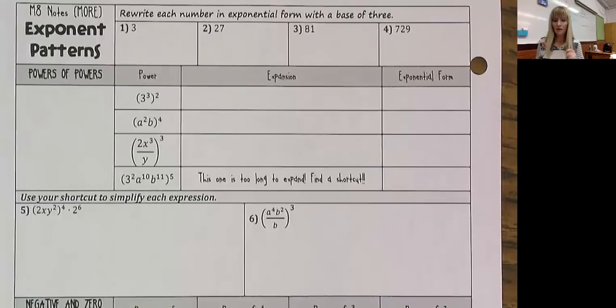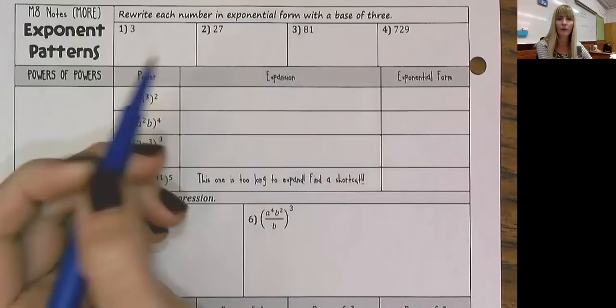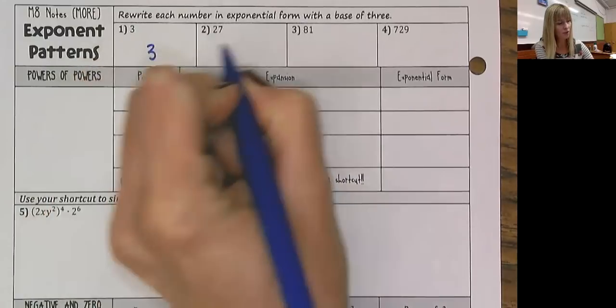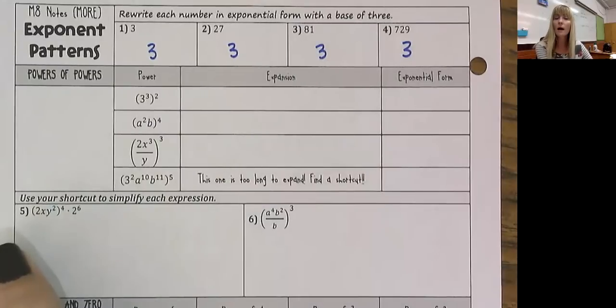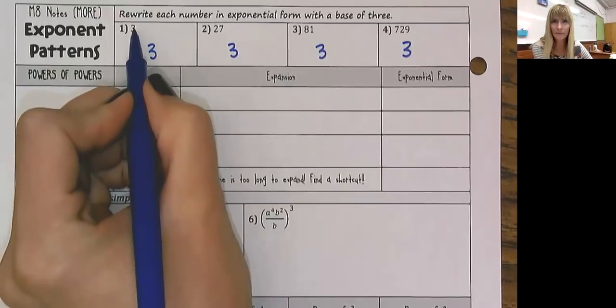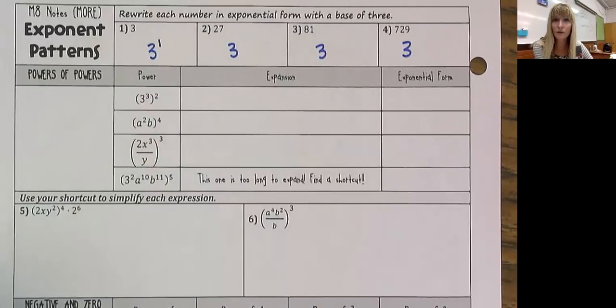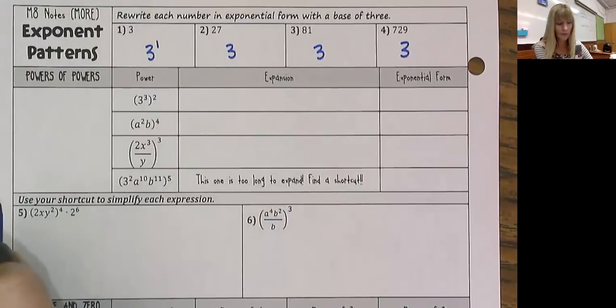Page 14. The top, these are the instructions. It says: rewrite each number in exponential form with a base of 3. So I'm going to change each of these regular old whole numbers, recognizing them as what they are, into a power of 3. That's the math language there. Well, what if it just says 3? Remember, everything has an exponent. Even if it's not written, everything at least has an exponent of 1. So 3 is the same as 3 to the 1.